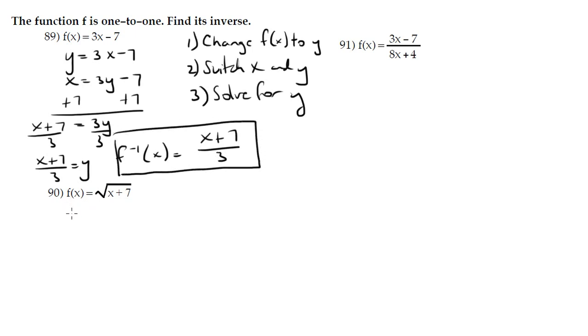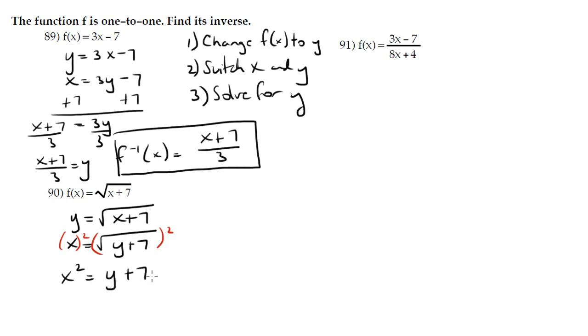Same with the second one. Change f of x to y. Switch x and y. Now I'm going to solve for y. I think we should square both sides of this equation. So x squared equals, the square root and the square cancel each other, y plus 7. Then I just subtract 7 and I have x squared minus 7 equals y. That's my inverse.